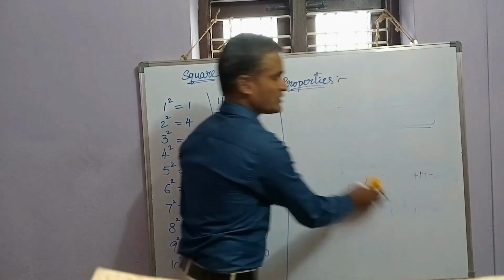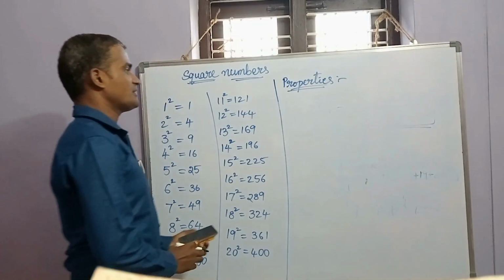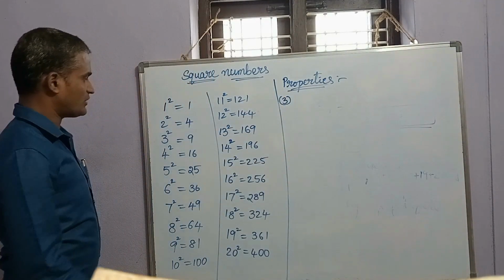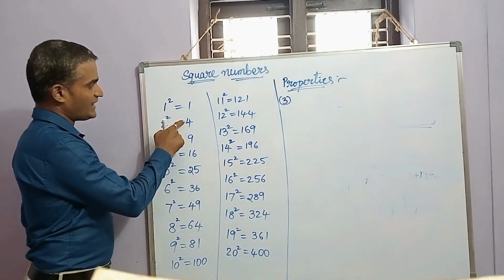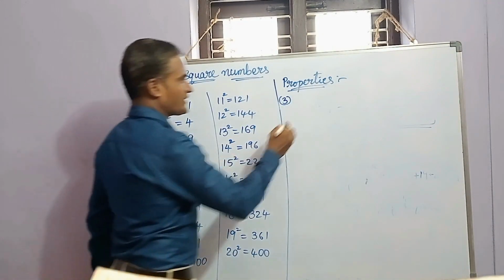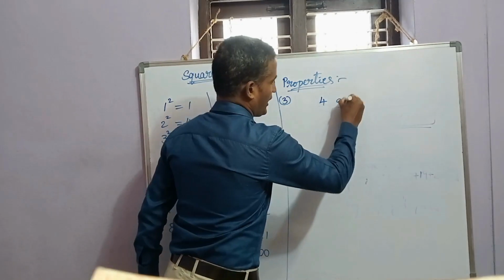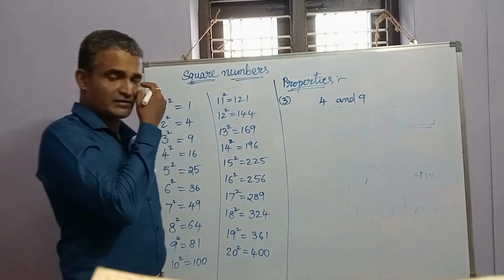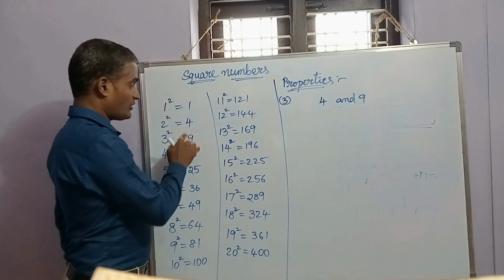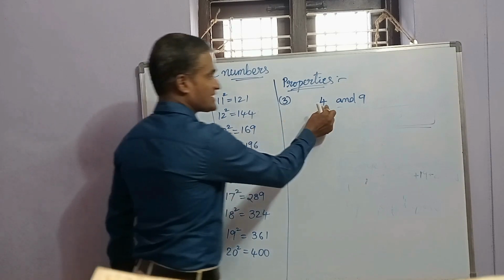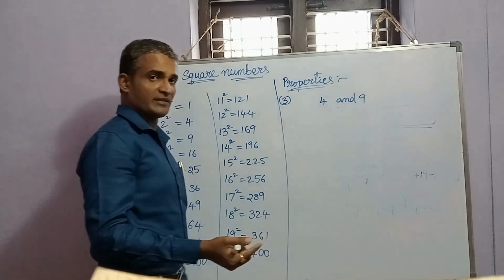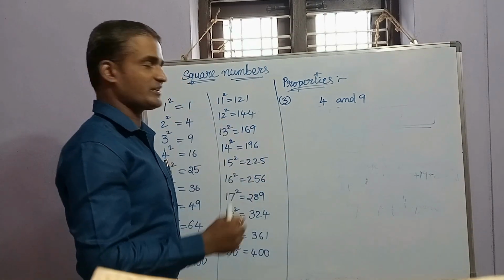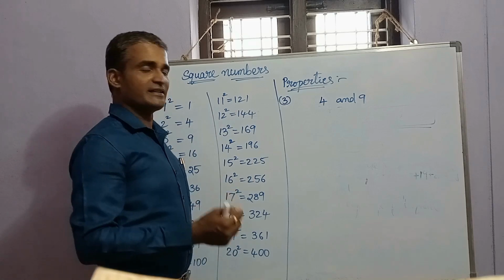Now we'll go for the third property. We'll see the third property here now. Observe 9 and 4. These both are perfect square numbers. In between them, how many non-square numbers are there? 4 and 9 are perfect square numbers, but in between them, there are some numbers which are not perfect squares. But how many are there?